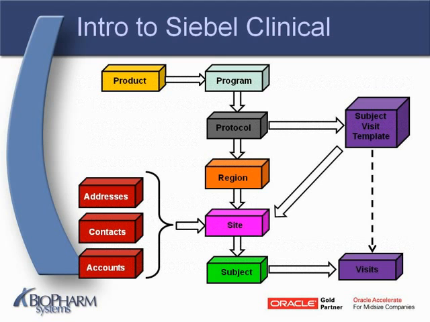Before we get into the specifics of each role in the system, let's cover some basics about how data is organized within the Siebel Clinical system. This is a visual representation of the clinical data hierarchy in the system. At the highest level, you have your clinical program, which is basically just a logical grouping of your protocols or studies. Products, your organization's products, are associated at this highest level in the system as well.